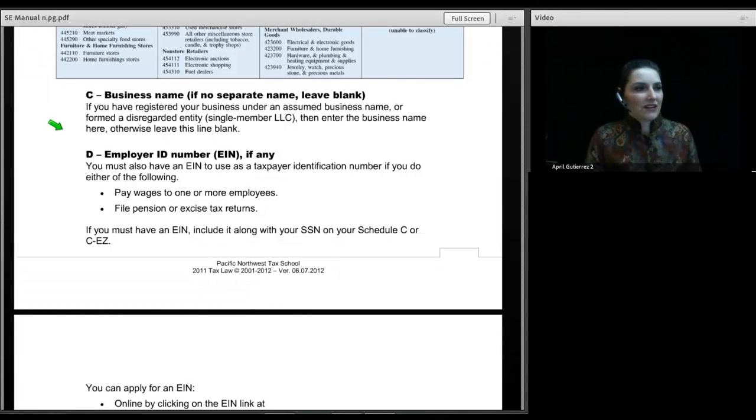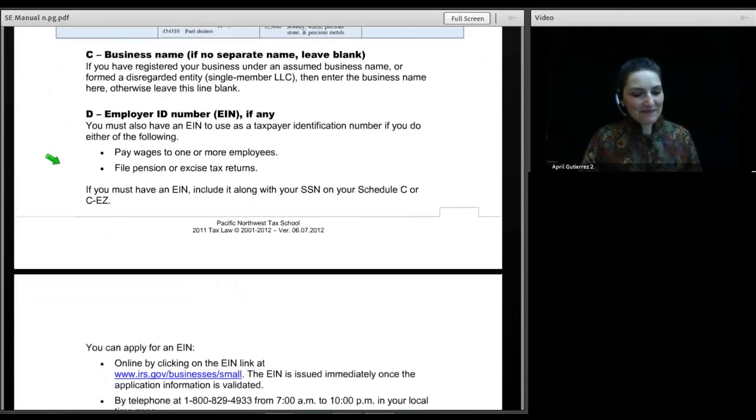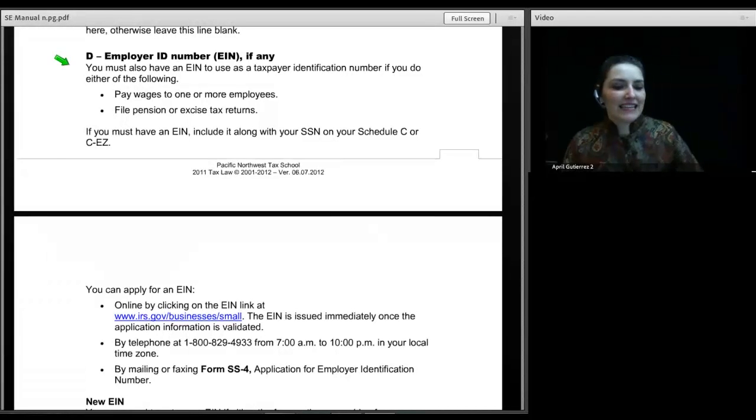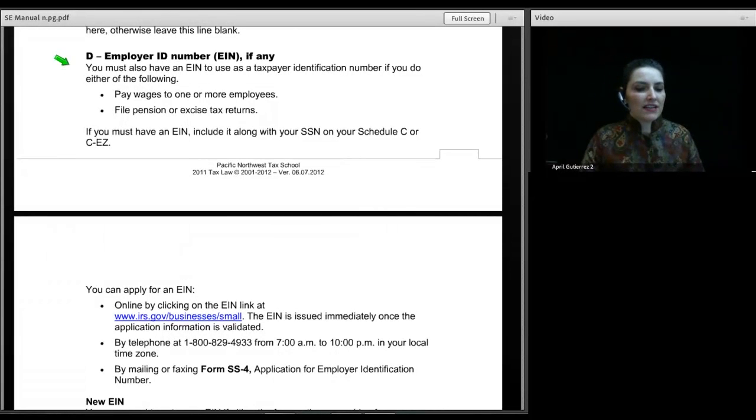But in the state of Oregon and most of the country, when you form an LLC and you were the only owner, that's it. You're going to file Schedule C. Nothing special. As if you'd done nothing at all, except you're going to put the name of your business, your LLC, on the name line, line C. Next line is line D, employer identification number, or EIN, if any.